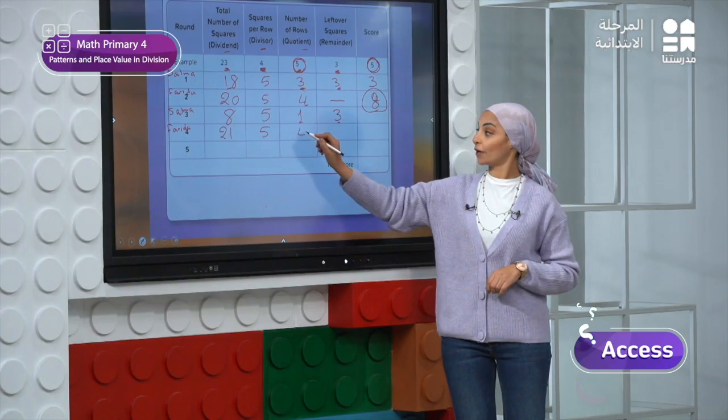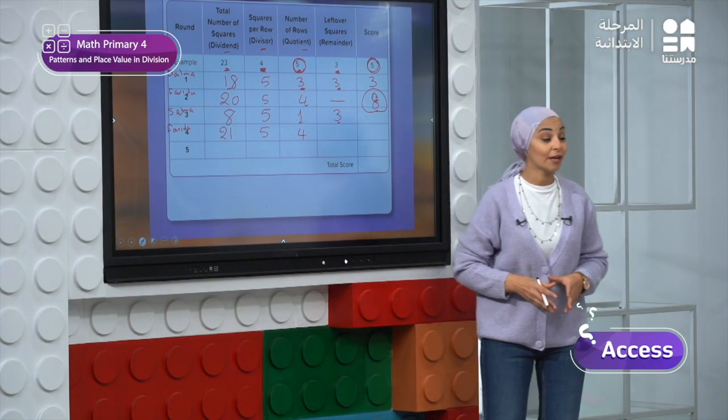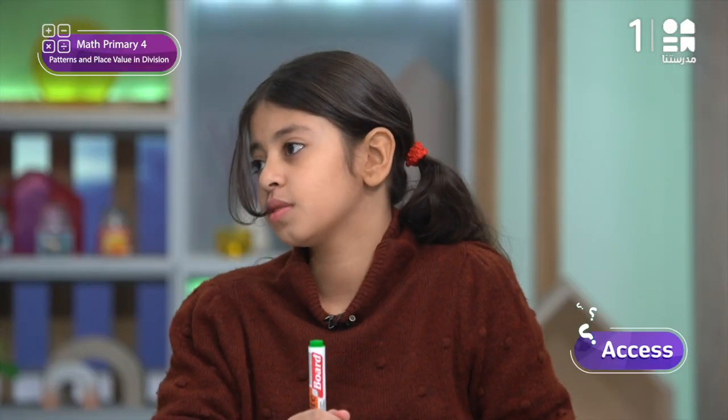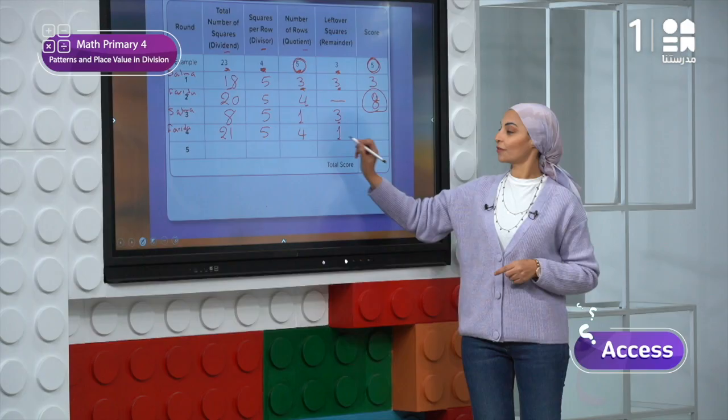You have 4? Okay, and you draw 4 here. Okay, do you have any remainder? Yes. How many squares? 1. 1 only? Okay, so I will write it in the remainder.